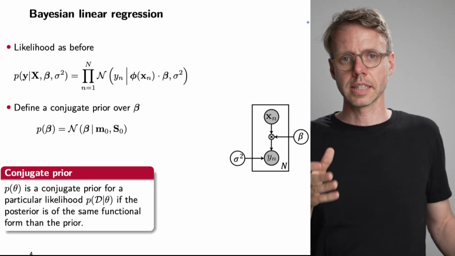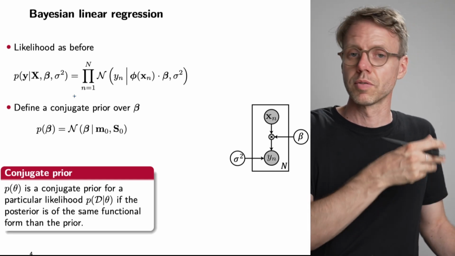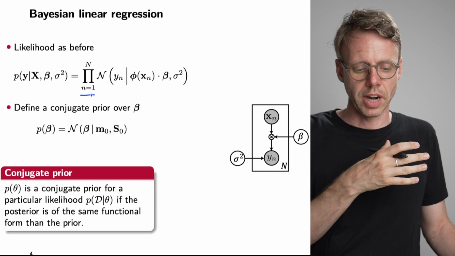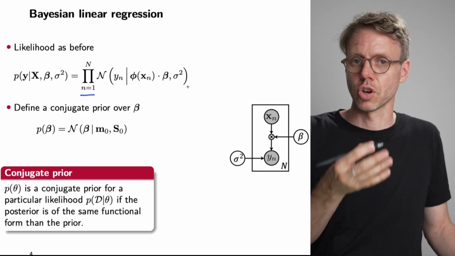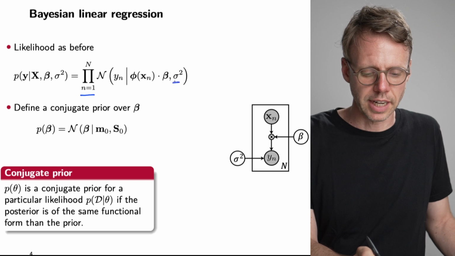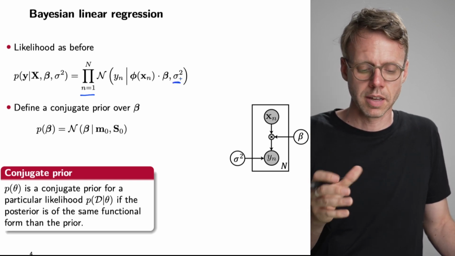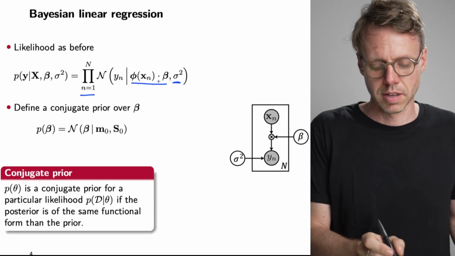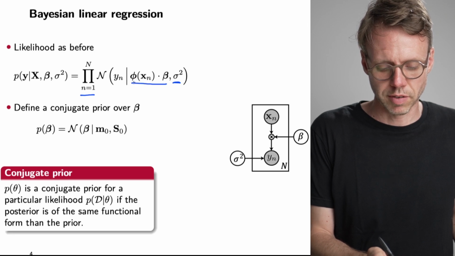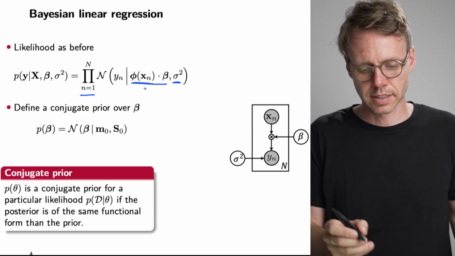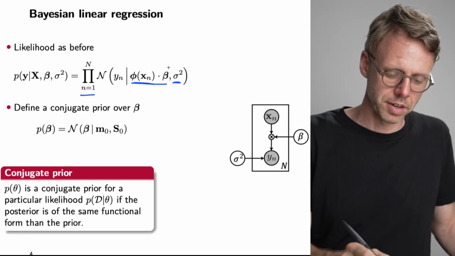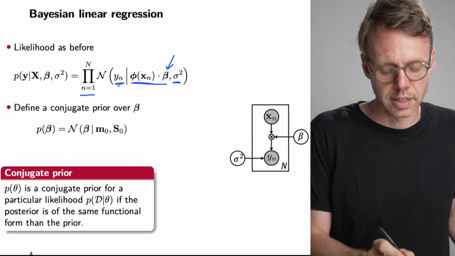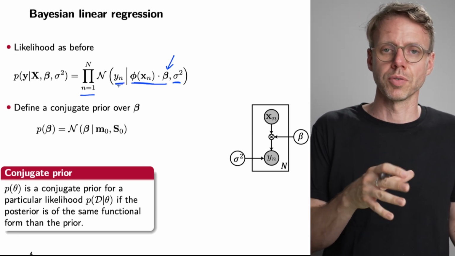The likelihood is the same as before. So we have, for a training data set of size n, the product over n independent normal distributions that all have the identical variance, but have different means, namely the mean that is given by the prediction for the corresponding input vector x and the one weight vector. And this normal distribution is evaluated at the y value for this training data point.